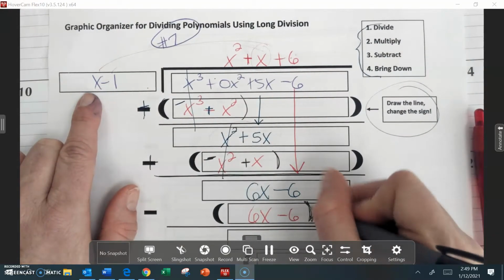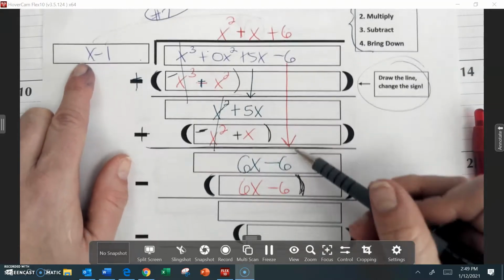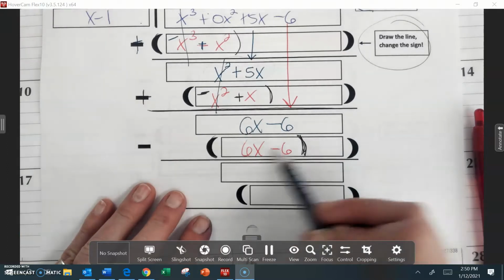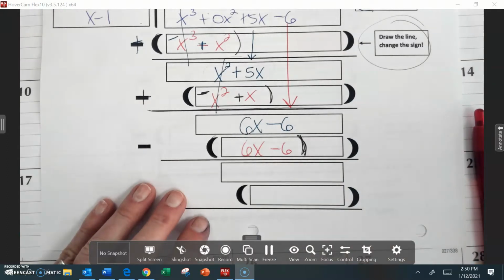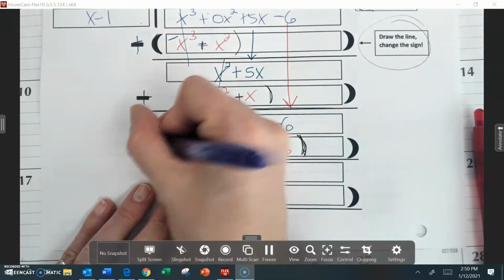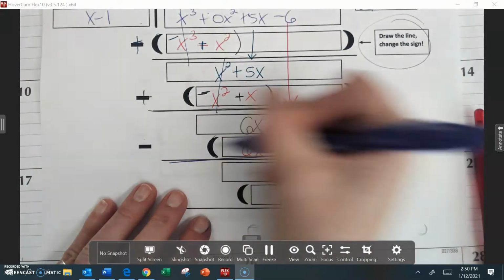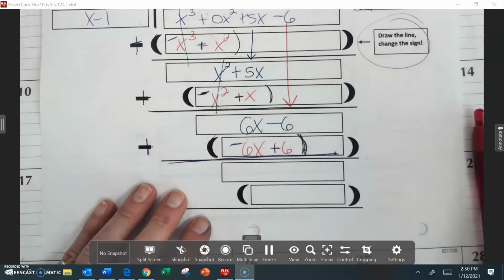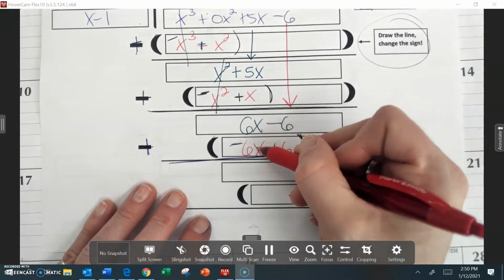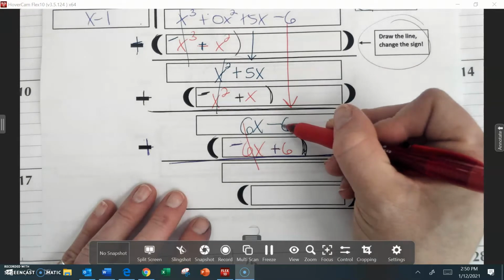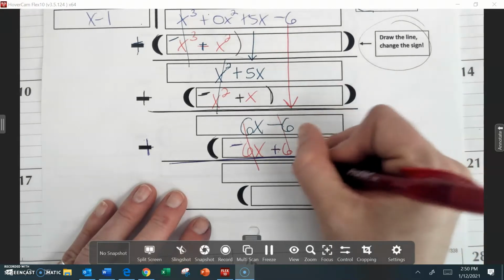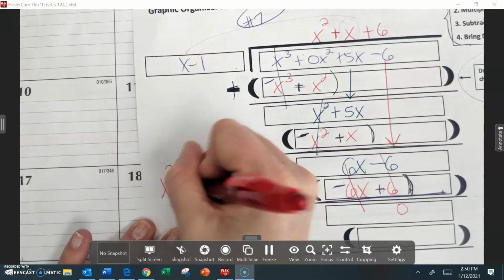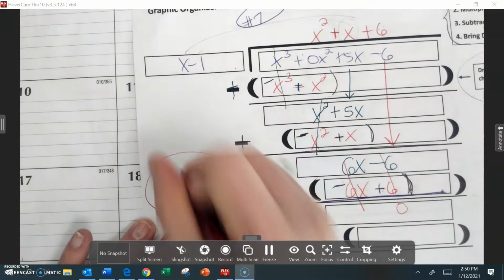Now, I think you can maybe tell right now that when you do 6x minus 6, and you're subtracting the same thing, your remainder is going to be 0. But to be consistent, we have our subtraction, draw the line, change your sign, and 6x minus 6x cancel, negative 6 plus 6 cancel, remainder 0. The answer to example 7 is x squared plus x plus 6.